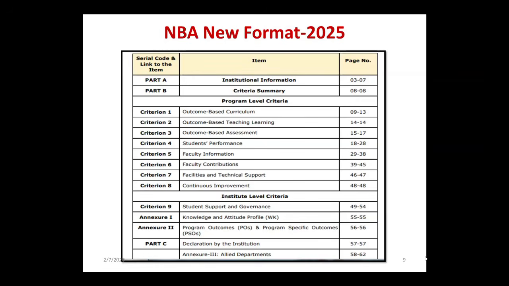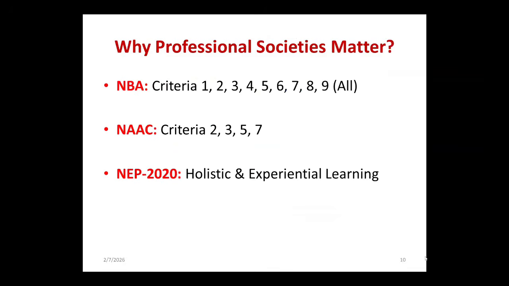You will find that in each and every criteria, including the faculty information criteria, in total 8 criteria, we will require evidence of student chapters and professional societies. So as per the new format, all NBA criteria are fulfilled with the help of these professional societies. Then the NAC criteria numbers 2, 3, 5, and 7 have the evidence of student chapters and professional societies.